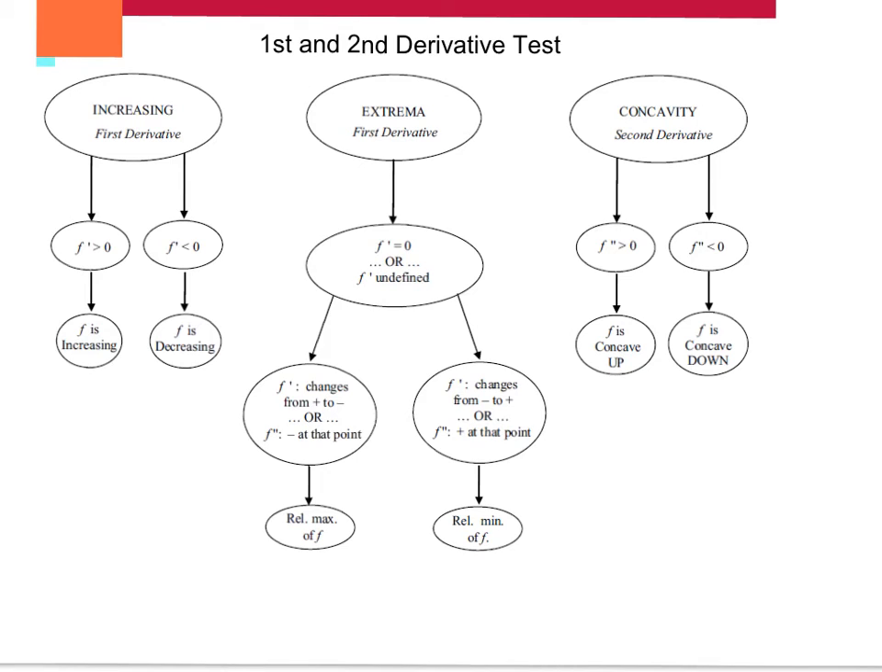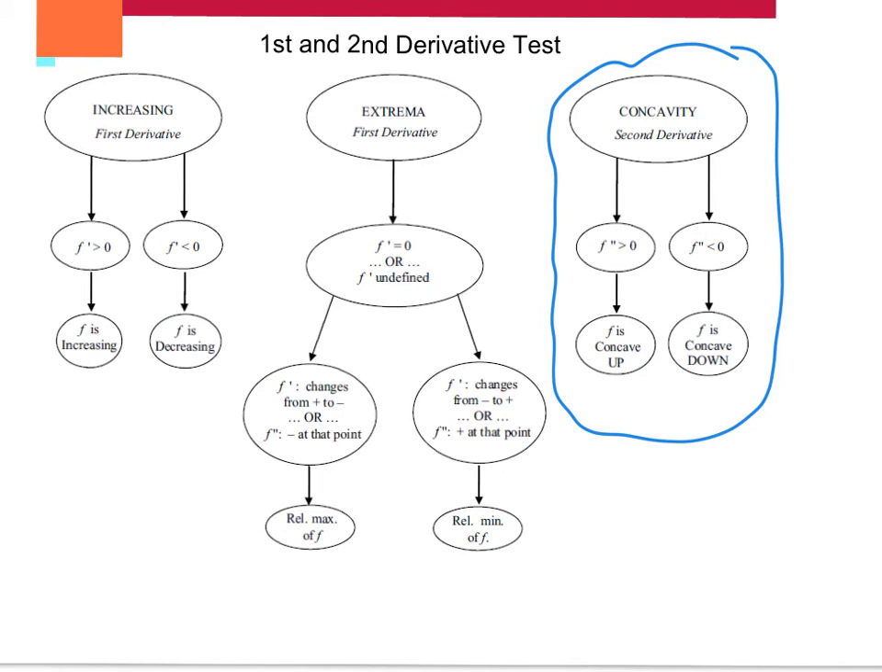So now we've addressed this third portion of your thinking map. And so you can see concavity is based off of the second derivative. So second derivative positive, concave up. Second derivative negative, concave down. Always go to the second derivative.